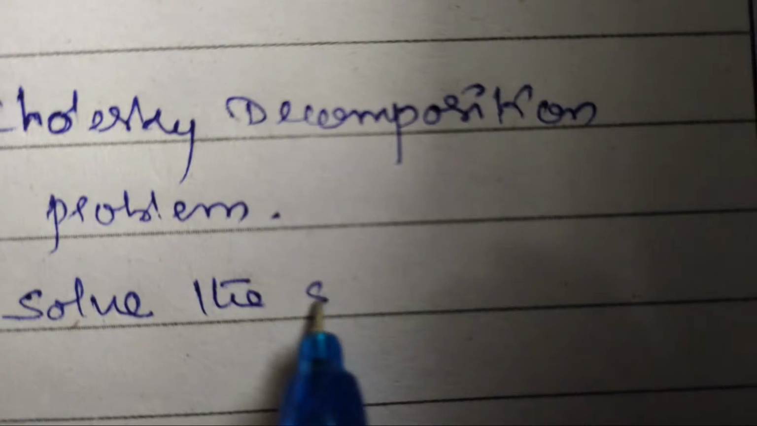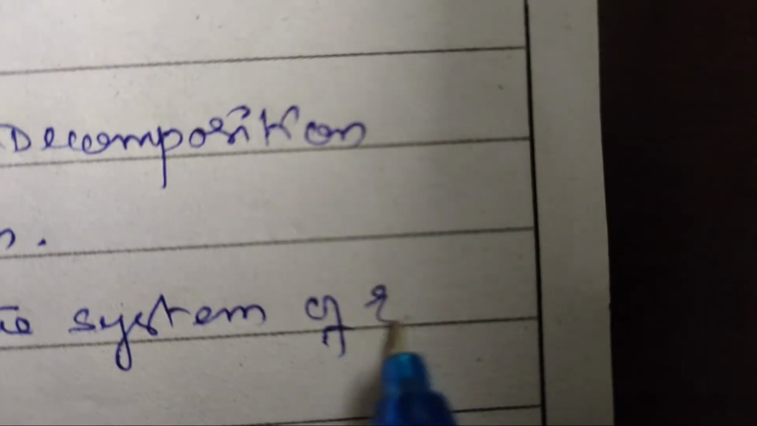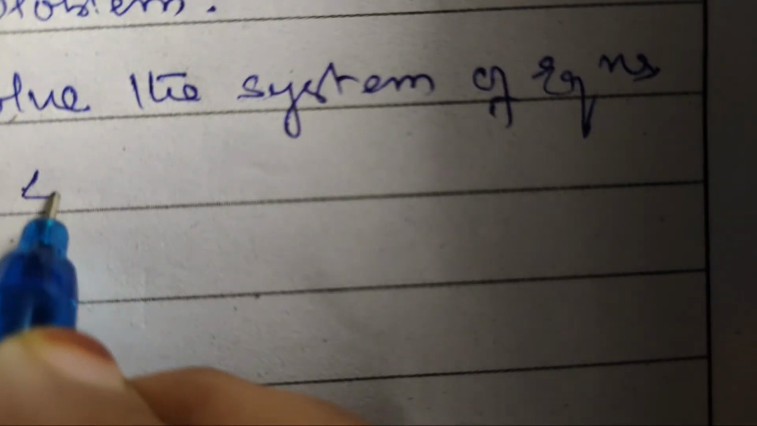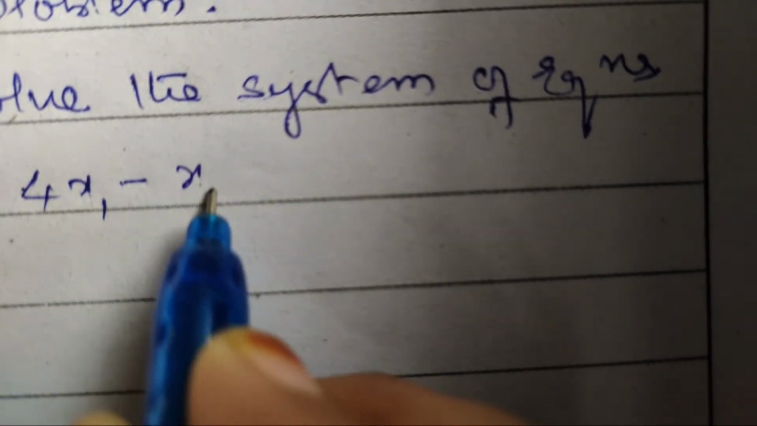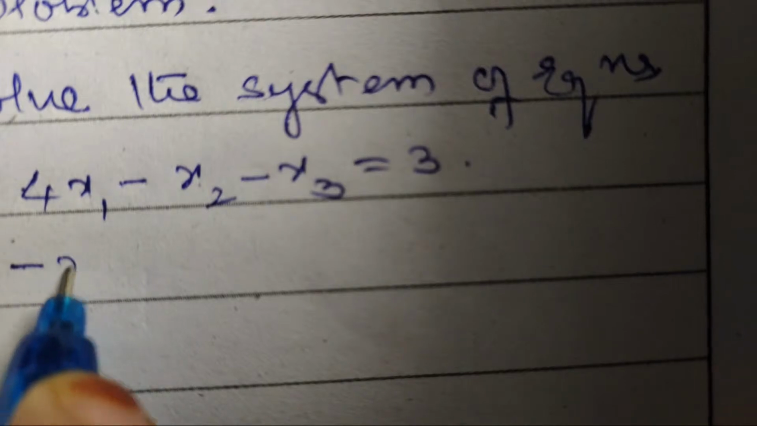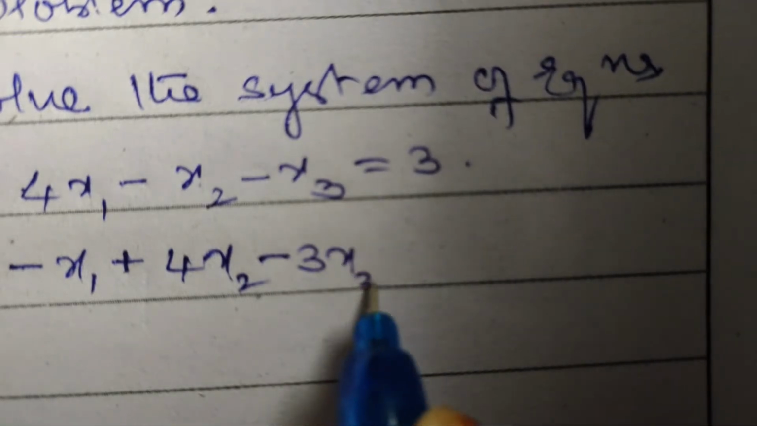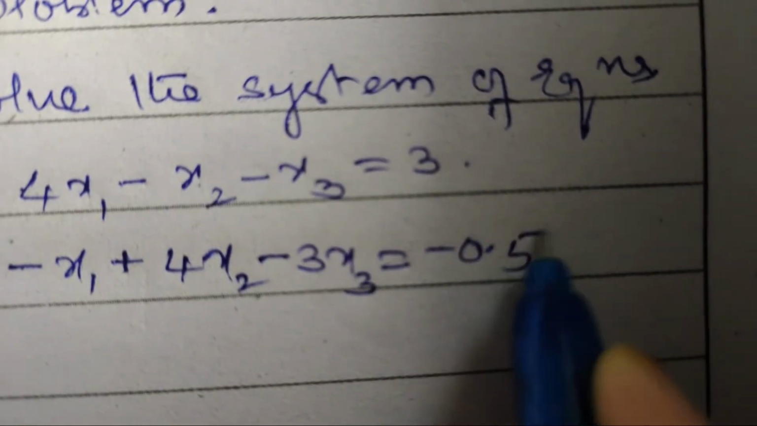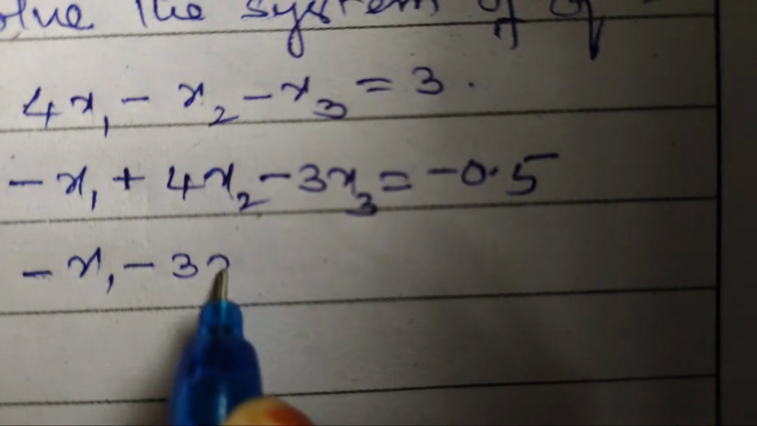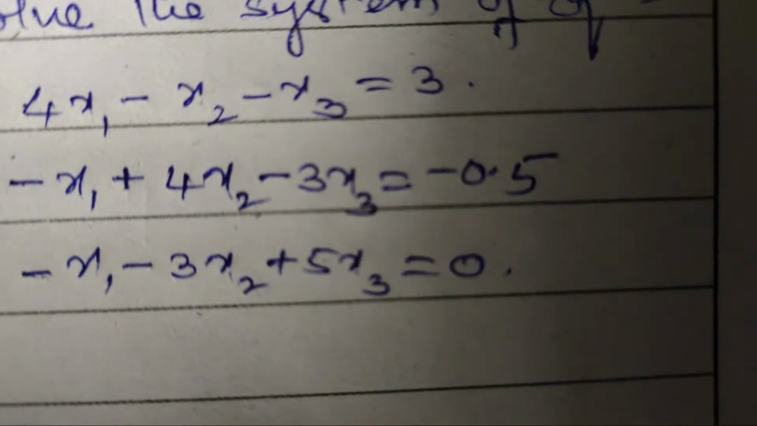Solve the system of equations where your equations are 4x1 minus x2 minus x3 equals 3, minus x1 plus 4x2 minus 3x3 equals minus 0.5, and the last equation, minus x1 minus 3x2 plus 5x3 equals 0.